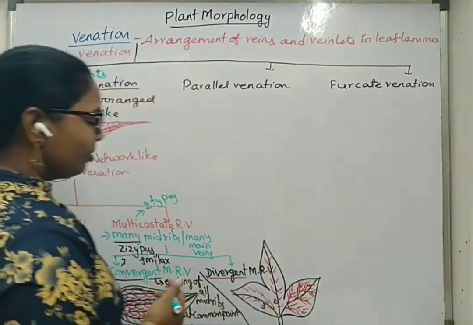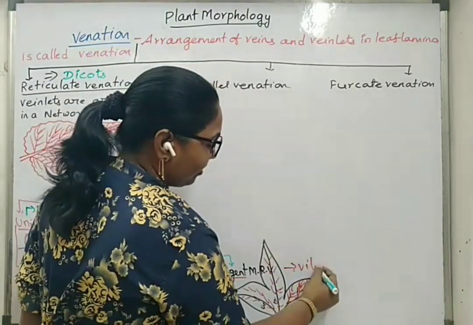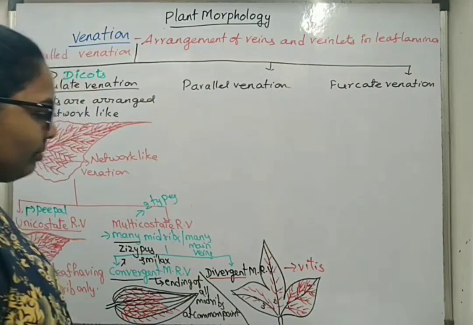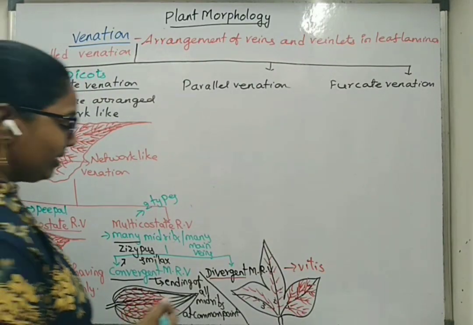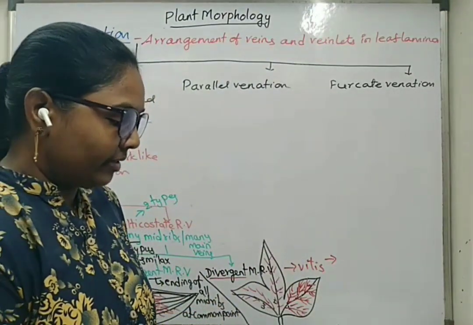Like this. So under divergent reticulate venation, examples are Vitis, that is grapes. One best example is Vitis. Next, we will write one point related to divergent multicostate reticulate venation.